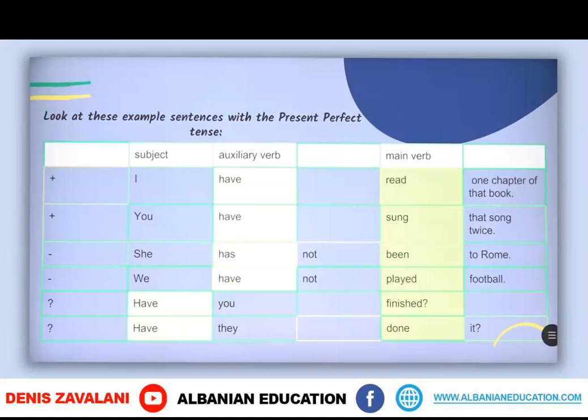We've got the two negative examples, which are she has not or she hasn't been to Rome, and we have not played football or we haven't played football. And we also got the interrogative form, which is have you finished or have they done it?